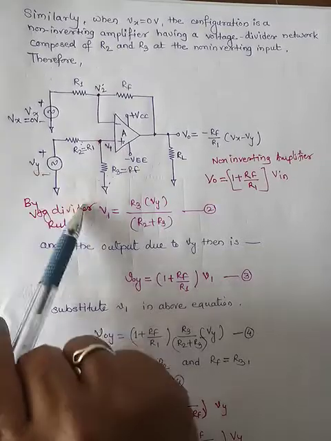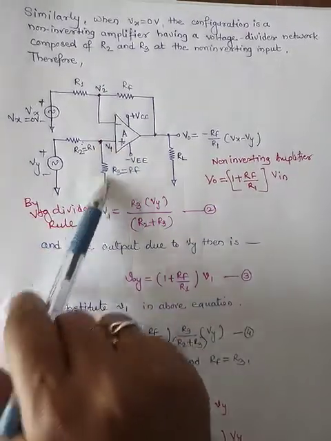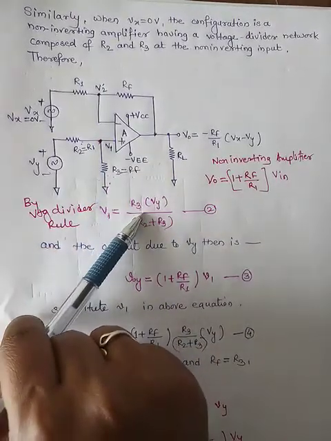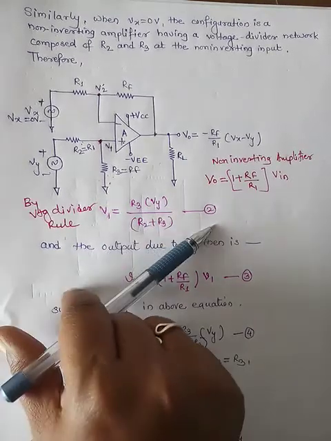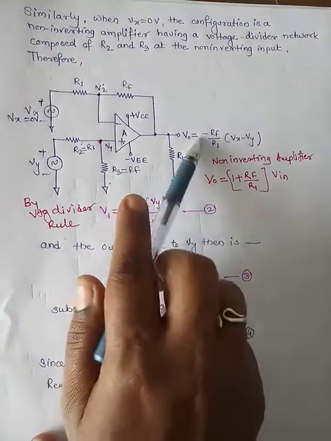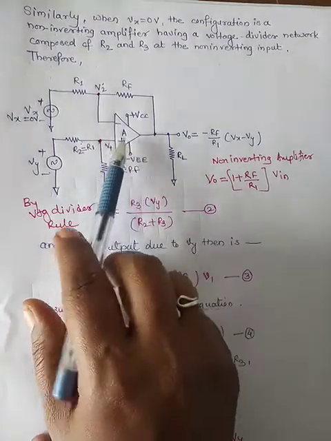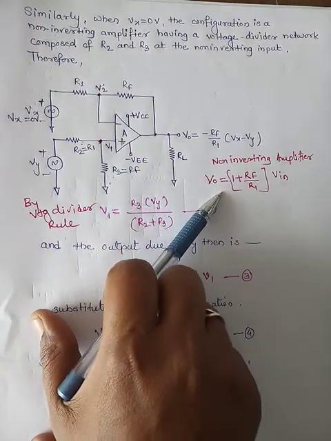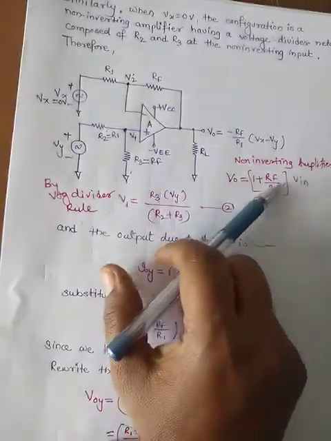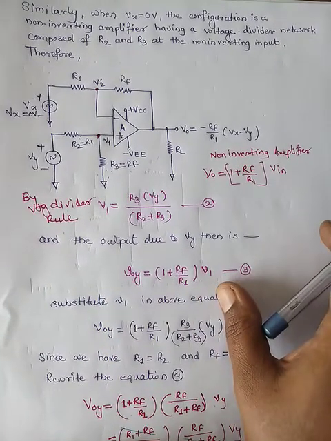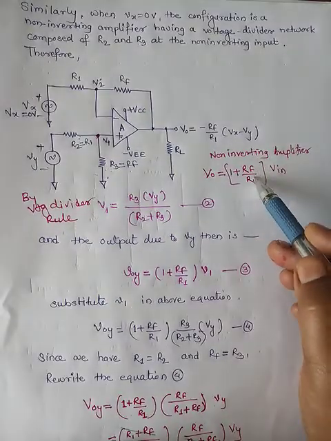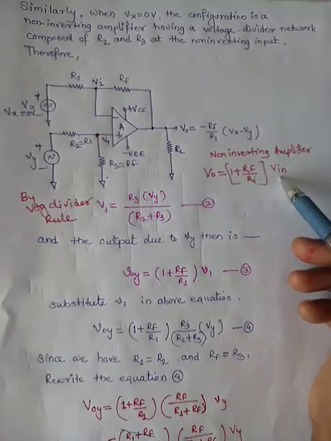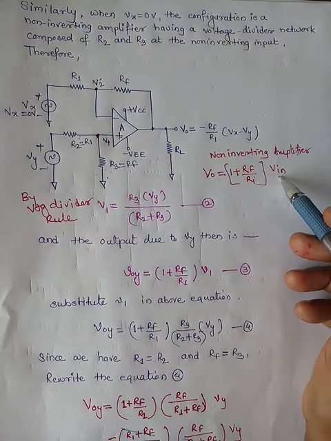is V of Y. So what is the input? V1 is the input given to the non-inverting terminal. It is R3 into V of Y by R2 plus R3. For the non-inverting configuration, we know that the output voltage equation is gain into input voltage Vin. What is gain? Gain is 1 plus Rf by R1, and the input signal Vin is what we have provided.